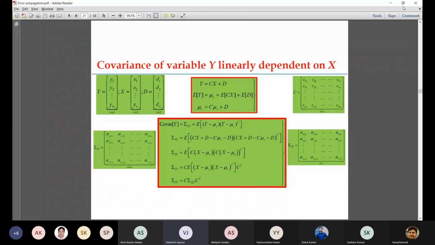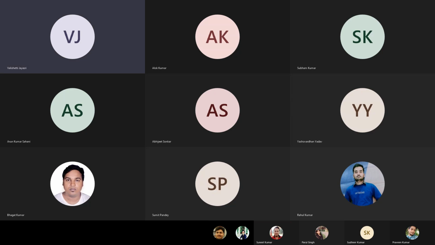But coming to sigma yy, I'm somewhat confused, sir. That A matrix will be as it is, and A transpose, and sigma zz will become A into sigma xx into A transpose. The sigma xx matrix, I'm somewhat confused about, sir.